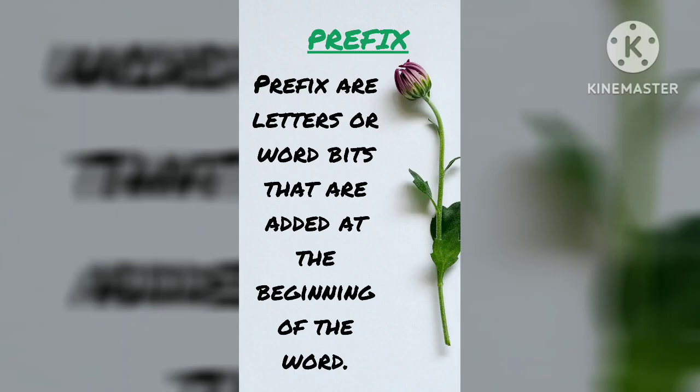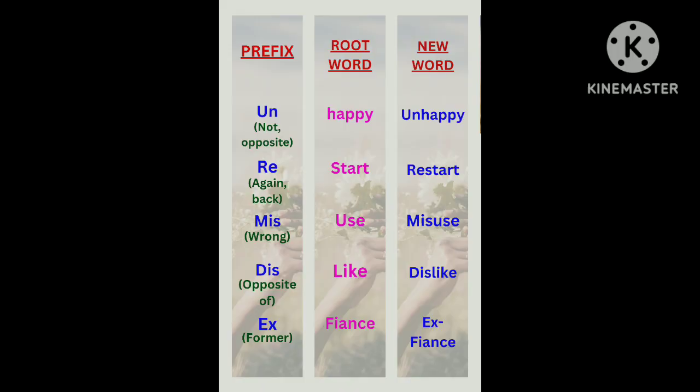Prefixes are letters or word bits that are added at the beginning of the word and it changes the meaning of that root word. Like happy is a root word here. And when a prefix is added to the root word happy, it becomes unhappy, which means opposite of happy or not happy. A prefix when added to start, it becomes restart, which means to start again.